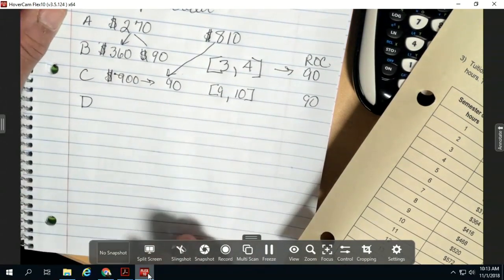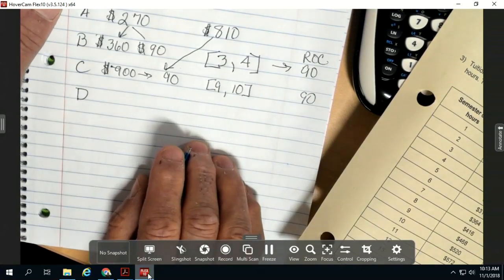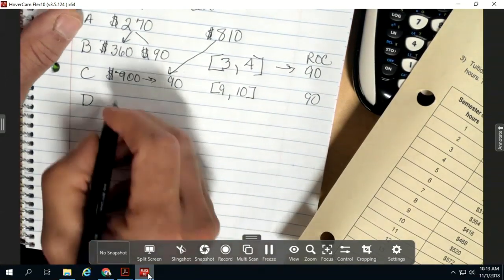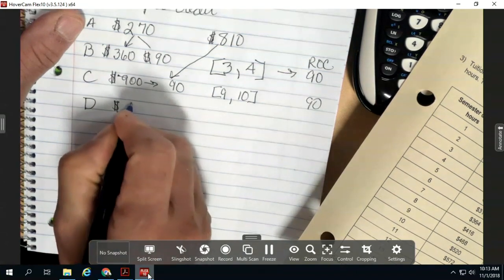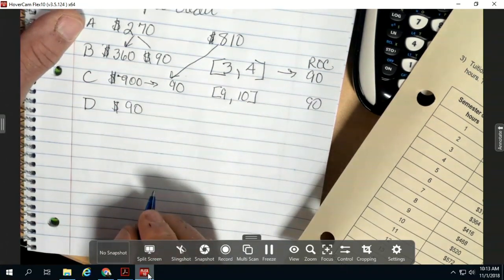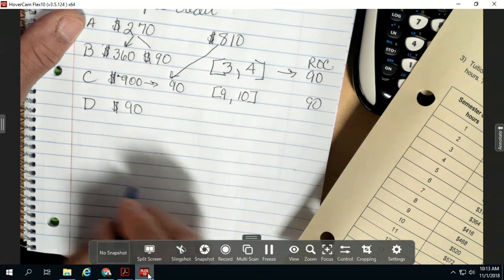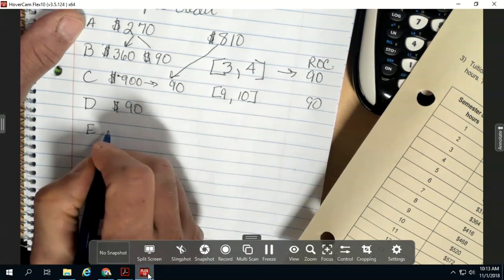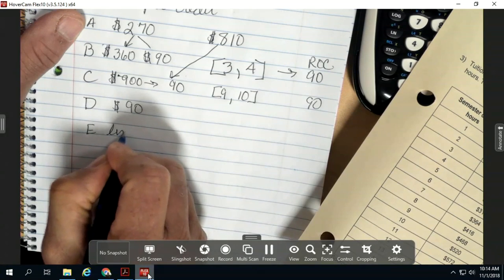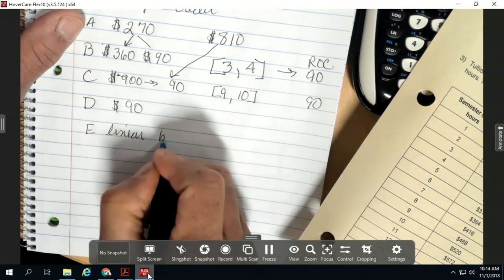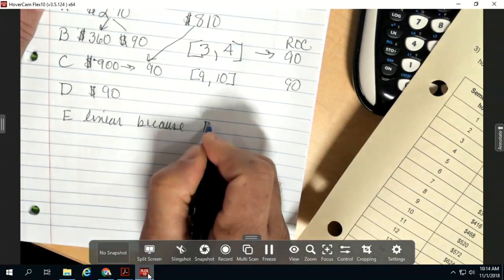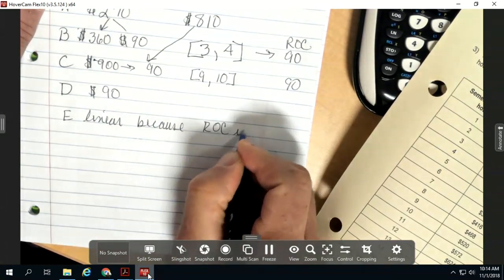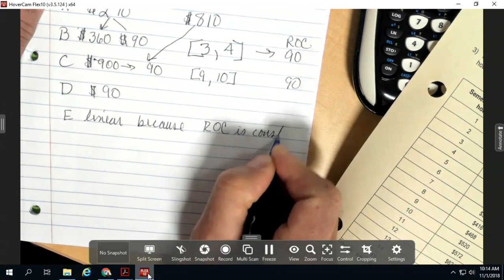Part D. For each additional credit, what is the additional tuition charge? $90. Is the relationship linear? Yeah. Because? Good. The rate of change is constant.